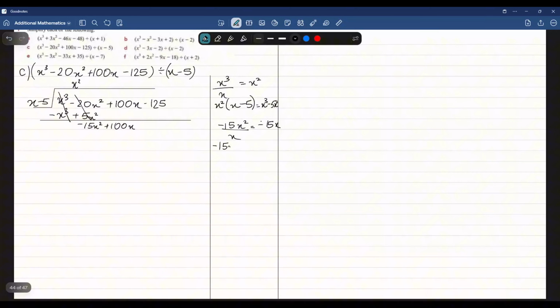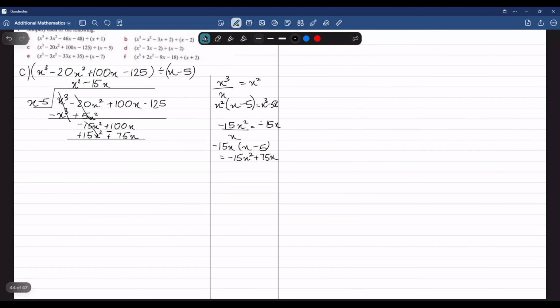Now negative 15x multiplied by x minus 5. So we are going to get negative 15x squared plus 15 multiplied by 5. Wait a second, 15 multiplied by 5 is equal to 75. So positive 75x. Now we're going to get negative 15x squared plus 75x, and that is taken when we get minus 15x here. Subtracted by dividing it, and then this becomes positive and the other one becomes negative. Cancel this down, 100 minus 75.